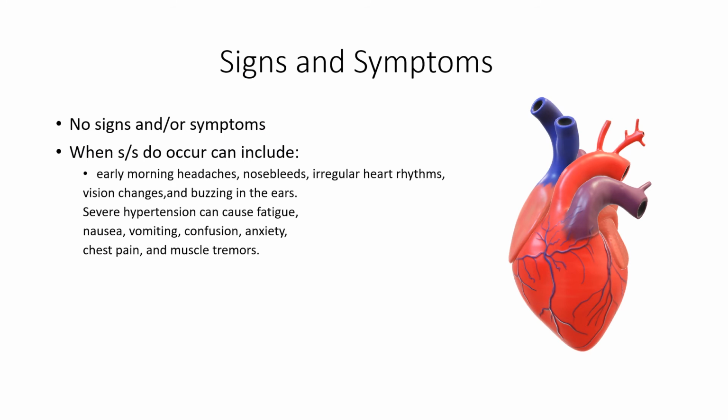Signs and symptoms of hypertension. Most people with high blood pressure have no signs or symptoms, even if blood pressure readings reach dangerously high levels. When symptoms do occur, they can include early morning headaches, nosebleeds, irregular heart rhythms, vision changes, and buzzing in the ears. Severe hypertension can cause fatigue, nausea, vomiting, confusion, anxiety, chest pain, and muscle tremors.